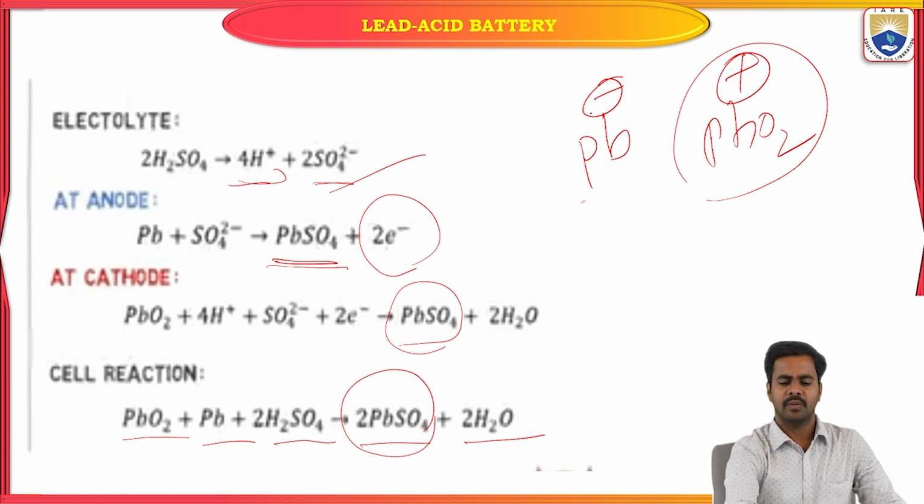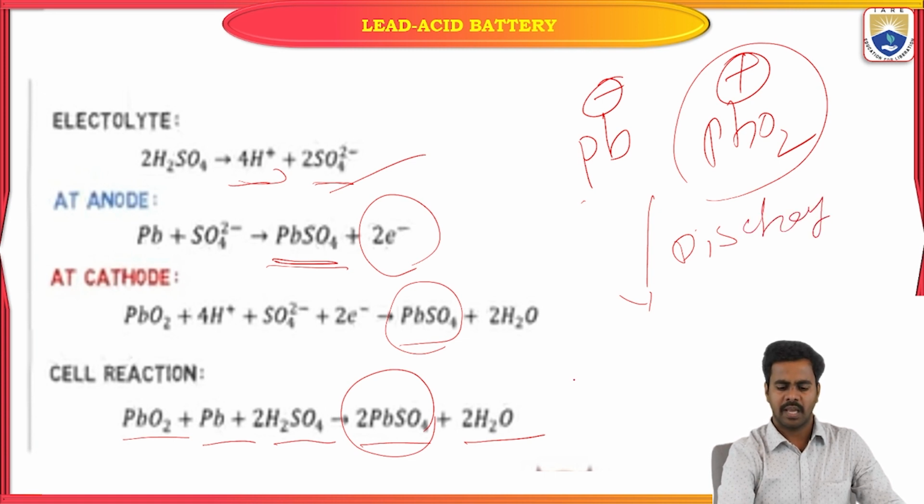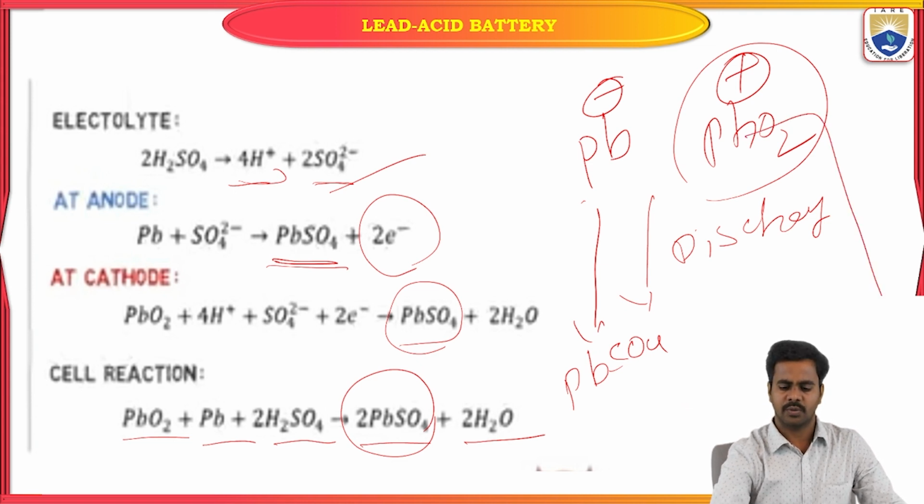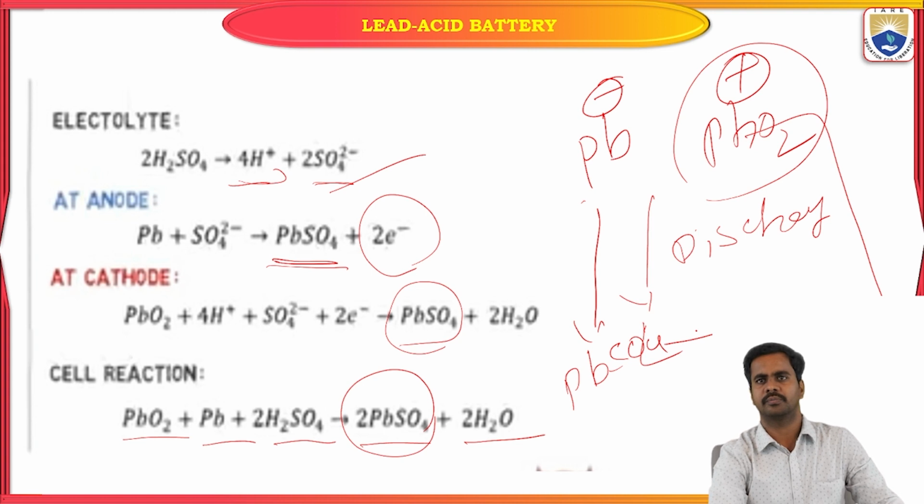Initially Pb is the anode and PbO2 is the cathode. So after the discharging process, the anode is converted from Pb to PbSO4 and PbO2 is also converted into PbSO4. So now, after the discharging process, both electrodes contain PbSO4.